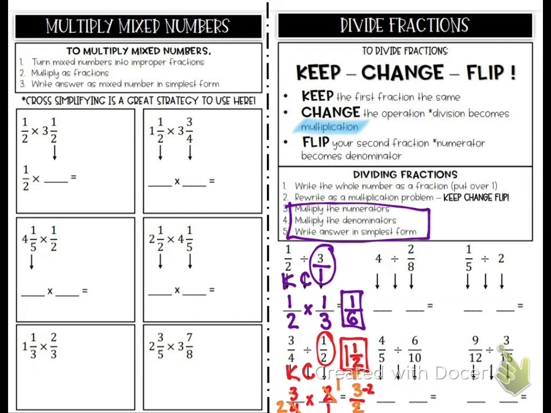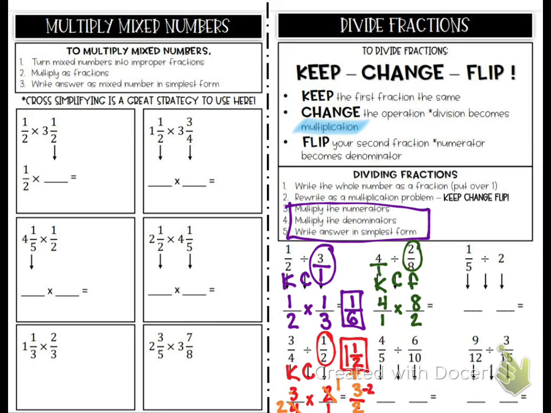Let's do one more together. We have 4 divided by 2/8. So we need to make sure everything is in fraction form first. So we're going to put 4 over 1, and we're going to keep that one because it's dividing. So 4 over 1 stays exactly the same. Change the division to multiplication and flip this one upside down. So 8 goes on top, 2 on the bottom.